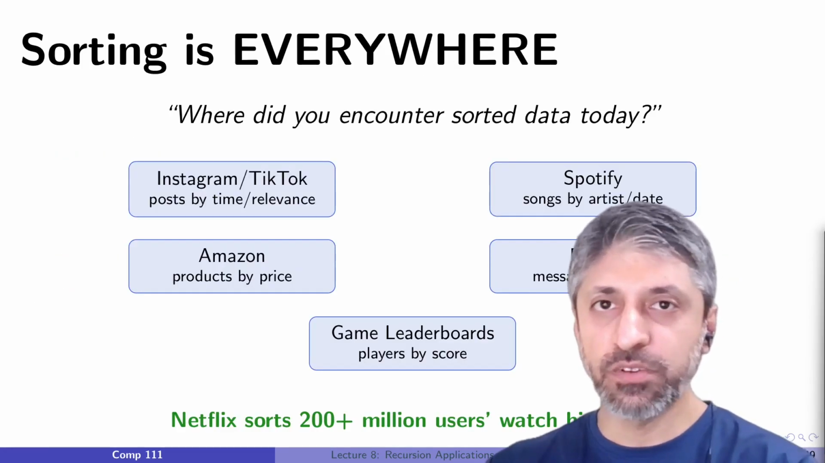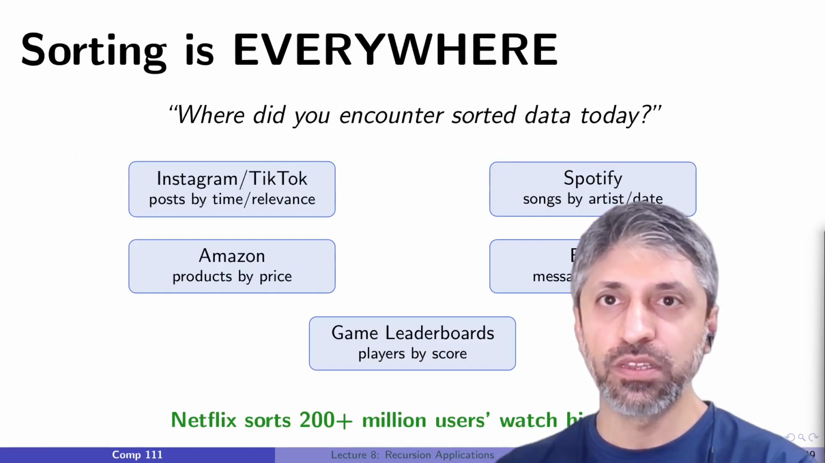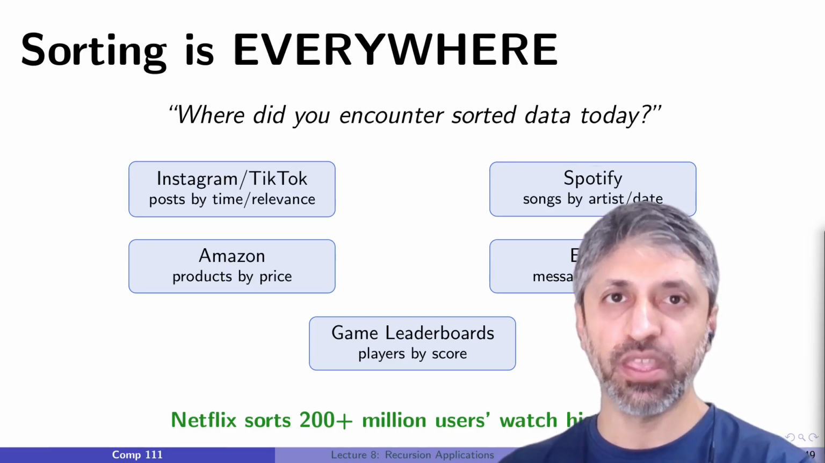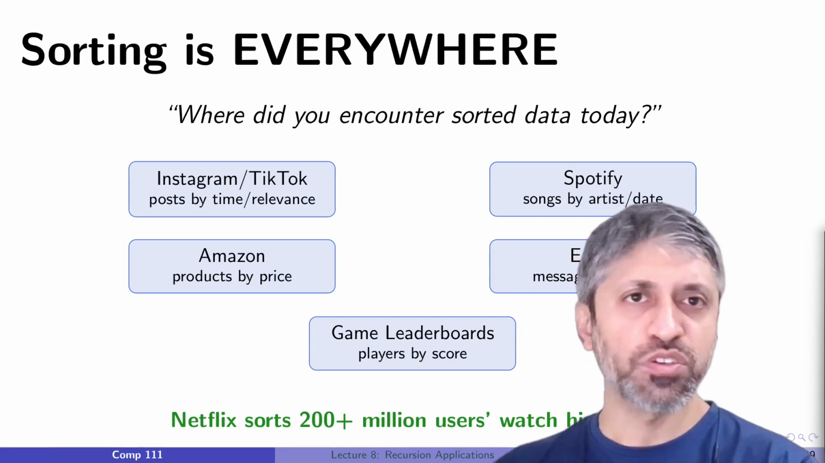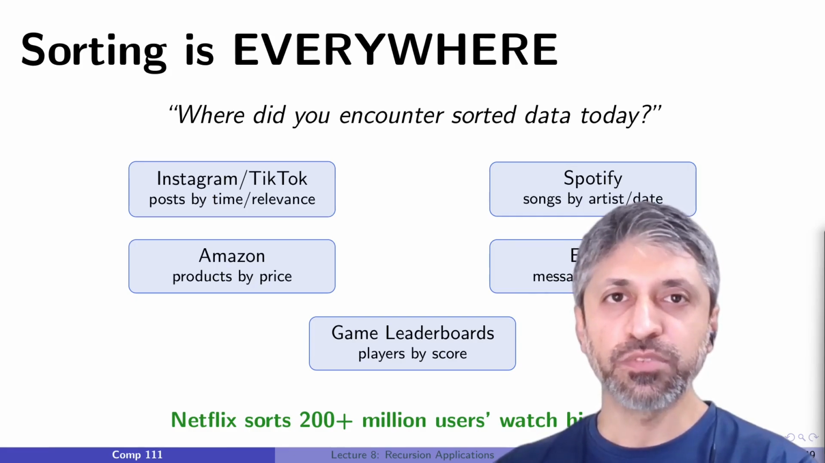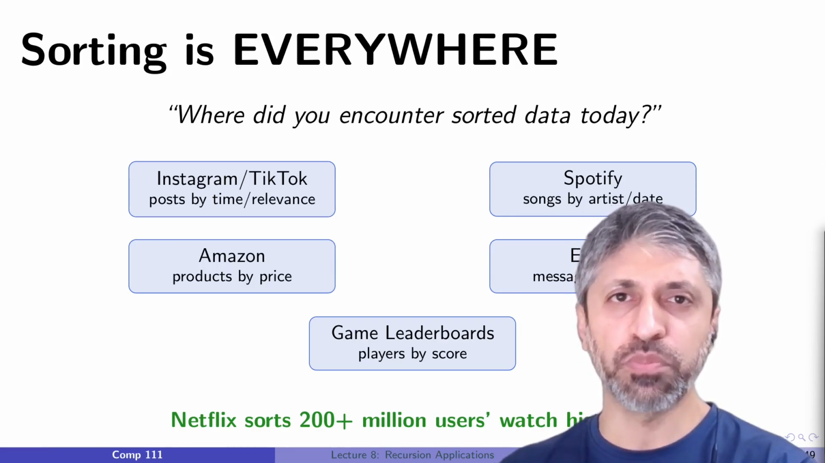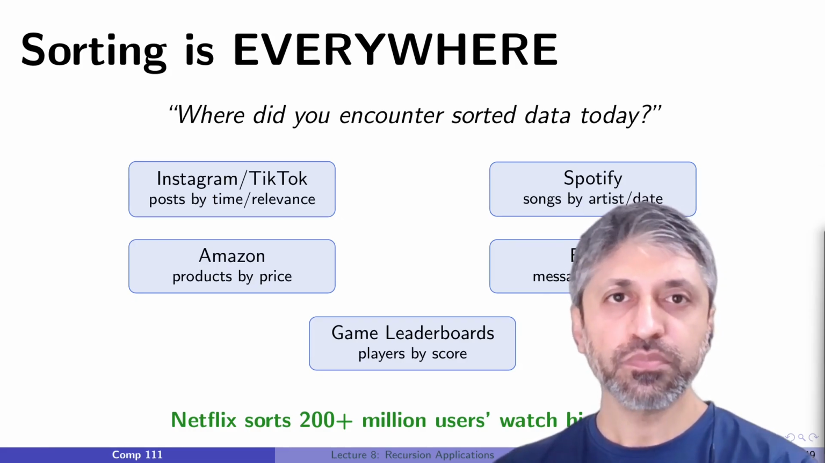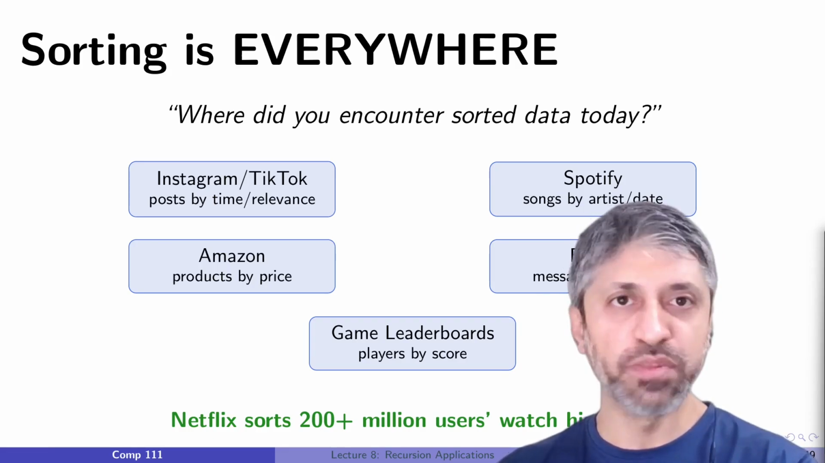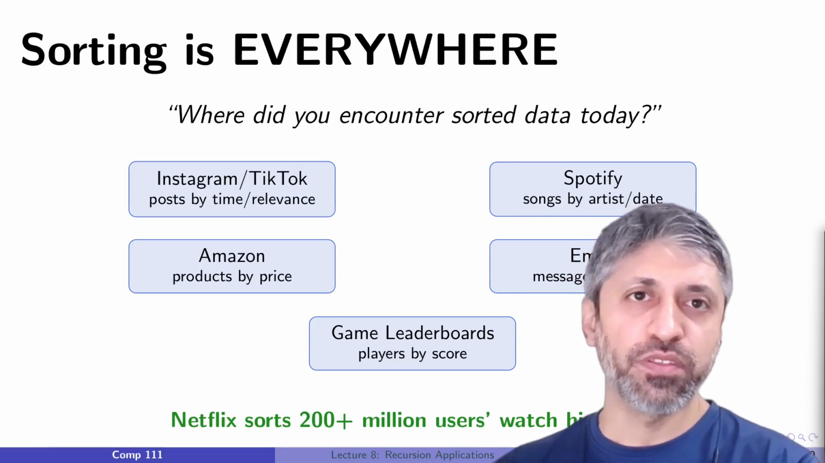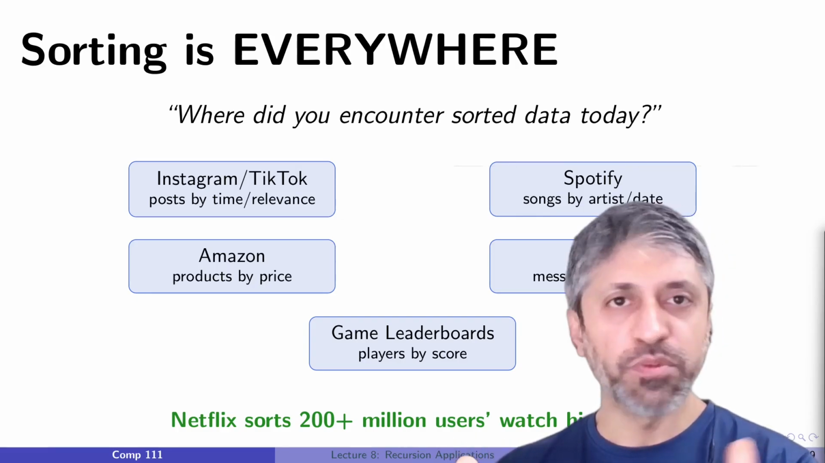So why are we about to spend a whole lecture on sorting? Because sorting is literally everywhere around you. Instagram sorts your feed by relevance, Spotify sorts songs by artist, Amazon sorts products by price, your email is sorted by date. Netflix alone sorts watch histories for over 200 million users. This is not some textbook exercise. Sorting is one of the most fundamental operations in all of computing.